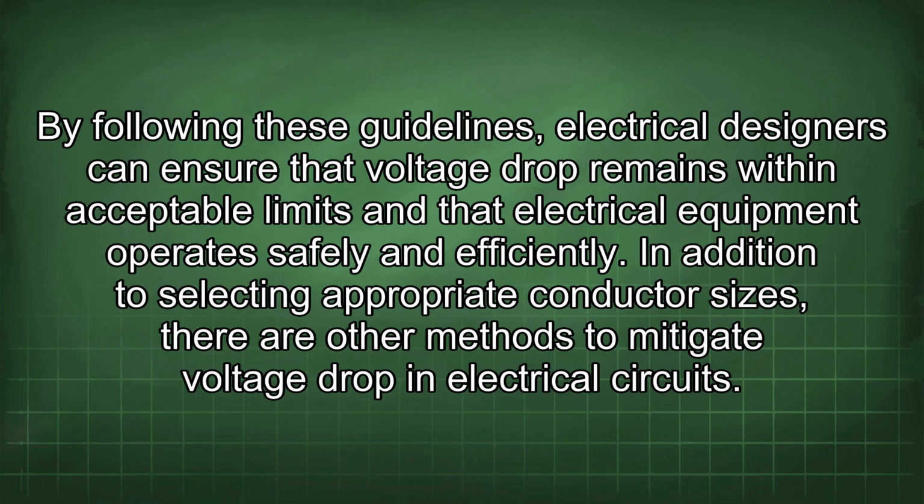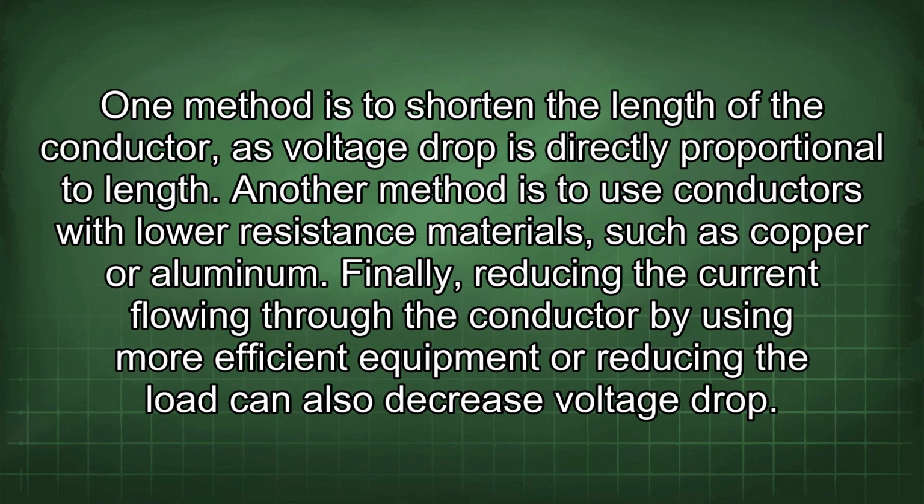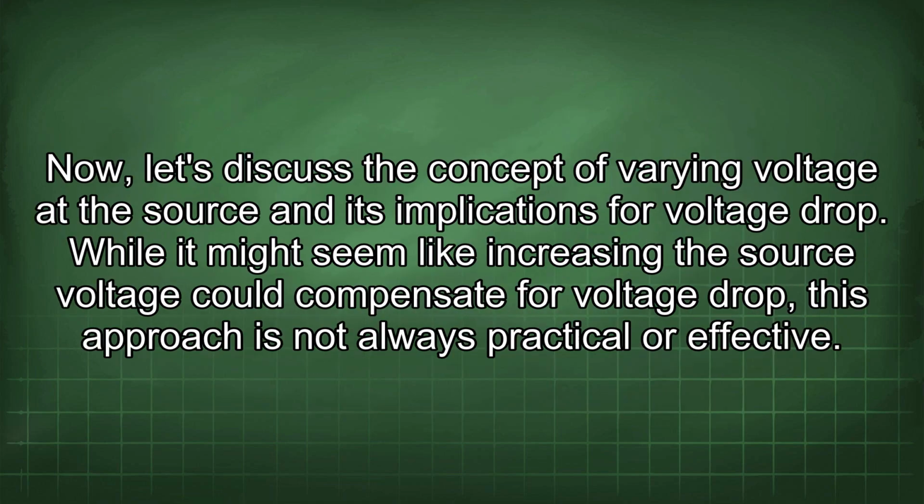In addition to selecting appropriate conductor sizes, there are other methods to mitigate voltage drop in electrical circuits. One method is to shorten the length of the conductor, as voltage drop is directly proportional to length. Another method is to use conductors with lower resistance materials such as copper or aluminum. Finally, reducing the current flowing through the conductor by using more efficient equipment or reducing the load can also decrease voltage drop. Now let's discuss the concept of varying voltage at the source and its implications for voltage drop.